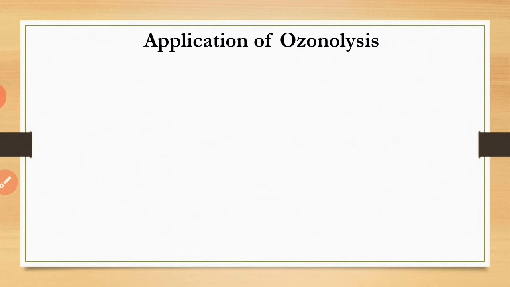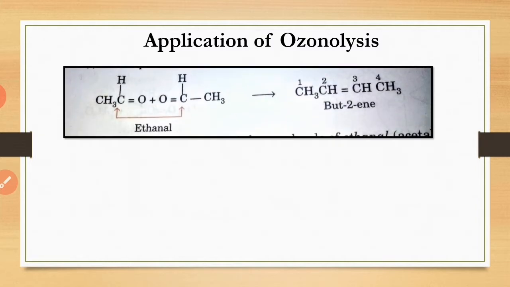Next, application of ozonolysis. The process of ozonolysis is used to locate the position of the double bond in an alkene molecule. The double bond is obtained by joining the carbon atoms of two carbonyl compounds. Let us see the product of ozonolysis of two molecules of acetaldehyde. When two molecules of acetaldehyde combine, that gives 2-butene. There is a joining of the carbon atoms of two carbonyl compounds, and there is a formation of 2-butene.